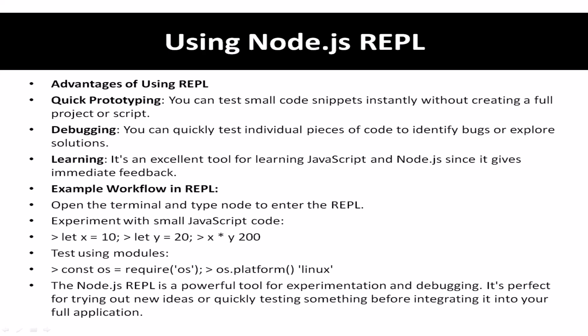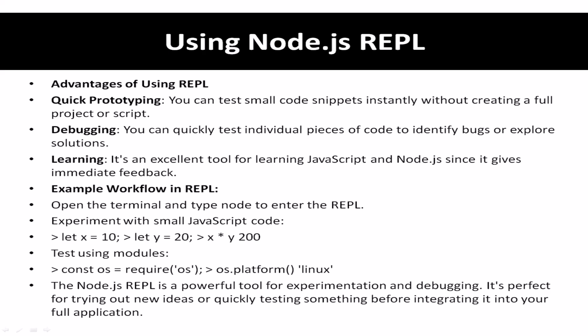Example workflow of the read-eval-print loop. We have already seen this kind of example. Let x equal 10, let y equal 10, x times y, which is going to result in 200. Next, testing modules. You can test modules, and you can check the particular operating system type with require('os'), which will return the OS platform you are using.